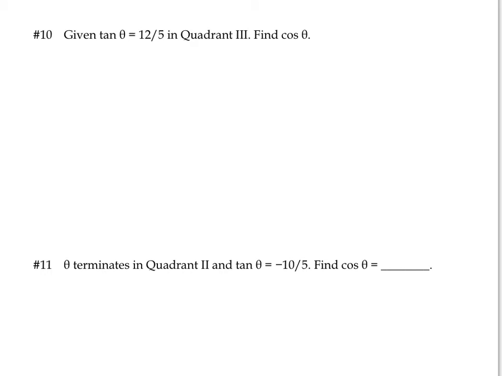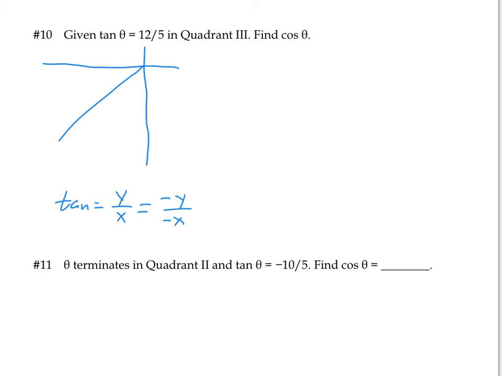Okay, so quadrant 3, 12 over 5. Tangent is y over x. In quadrant 3, that's going to be a negative y over a negative x, so negative 12 over negative 5. We don't have to draw it to scale, just recognize we got there. This is the point negative 5, negative 12. That's y over x. So tangent y over x, 12 over 5, would be negative 12 and negative 5.